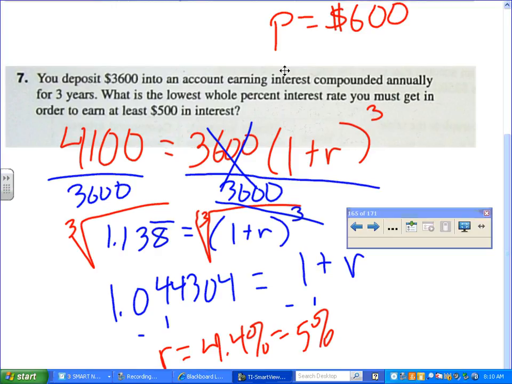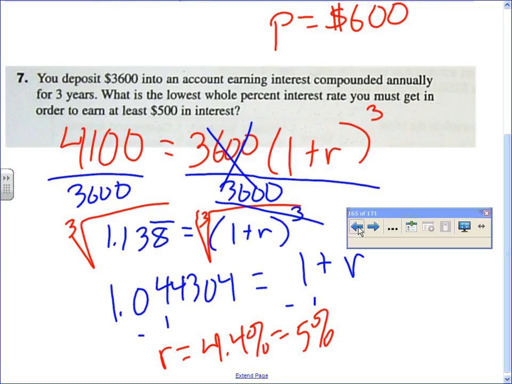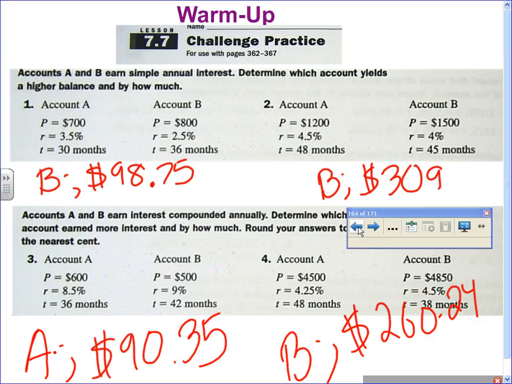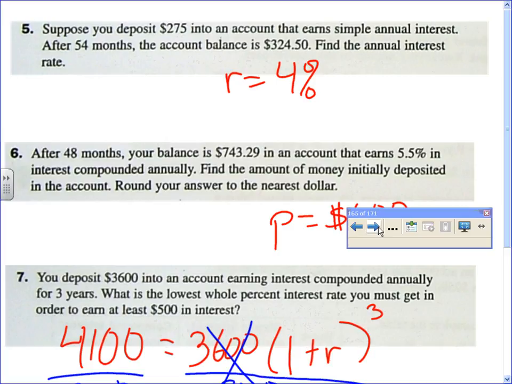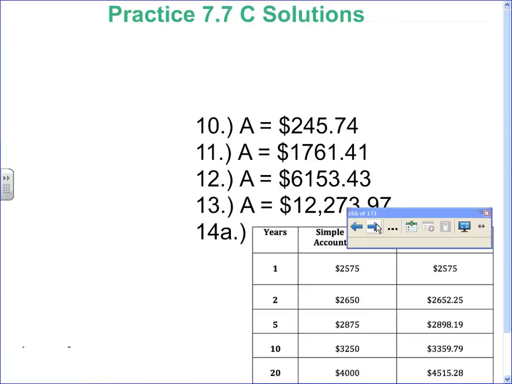Annalise? Yep. It was not it's account A by $90.35. Okay, anyone else on the warm-up? Okay, so let me read over the homework answers and then we're going to work on our review for the rest of the class. Okay, homework, I will, Doug. Let me go over this and then I will.